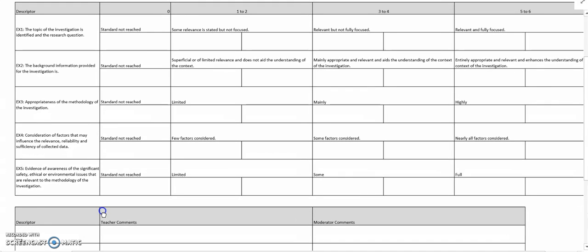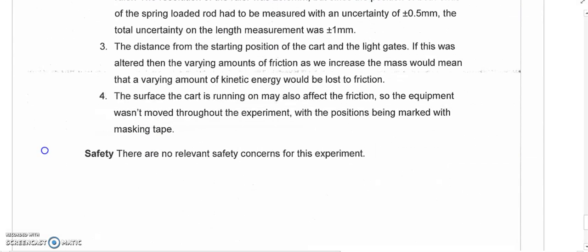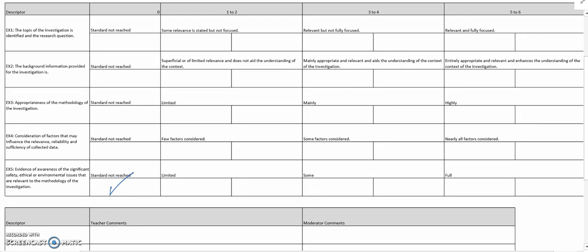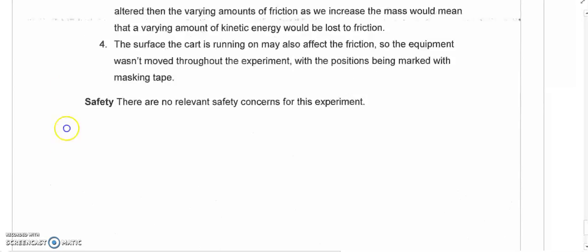And finally, evidence of the significant safety, ethical, environmental issues that are relevant to the methodology of the investigation. This is usually, for physics, not applicable. If there are no relevant safety concerns, as there aren't in this experiment, you have to say there are no relevant safety concerns for this experiment. If you don't, then you get 0 for this mark here, standard not reached. If there are no significant safety concerns and you say that, then we're gravy. You do have to specify if there are any safety concerns, of course. There might be if you're boiling water or you're dealing with high voltages. And that is the exploration section.